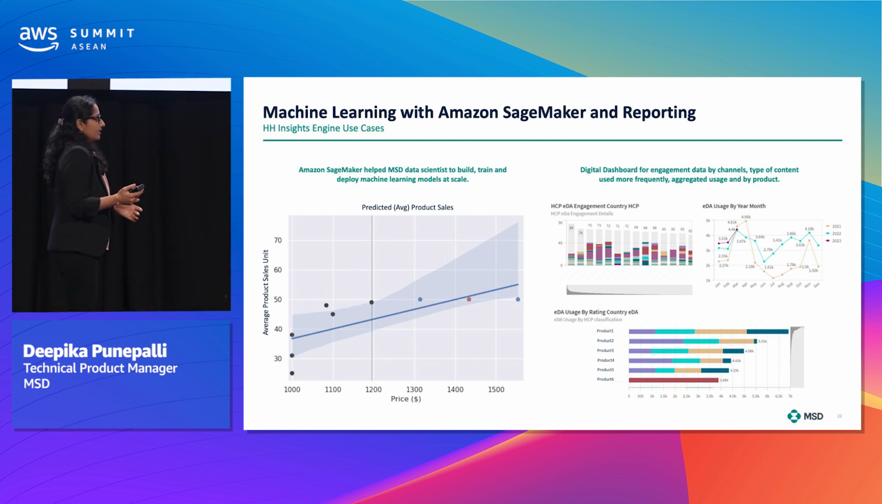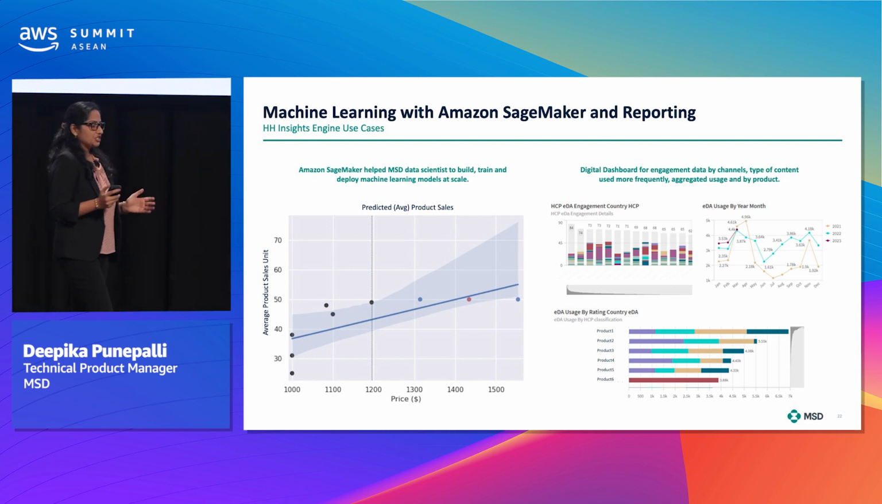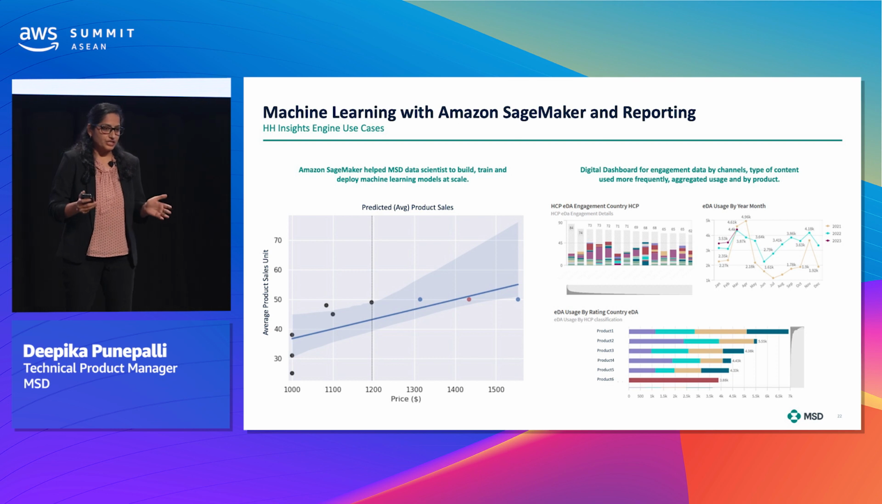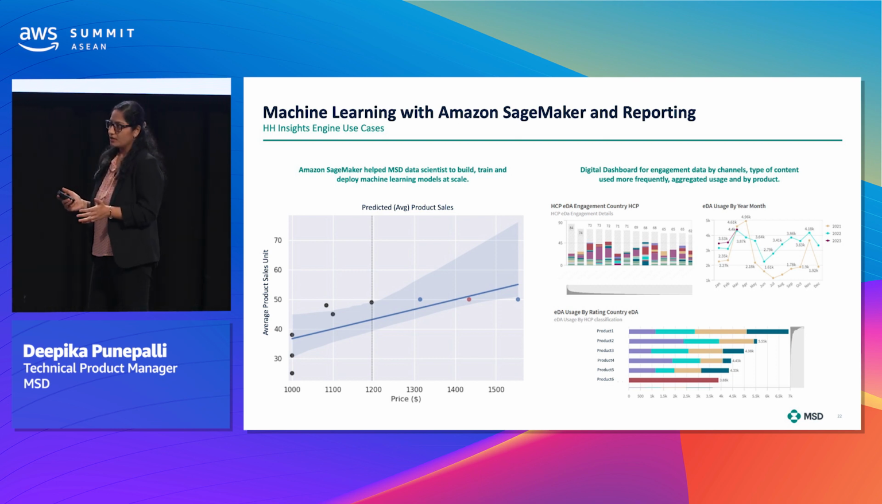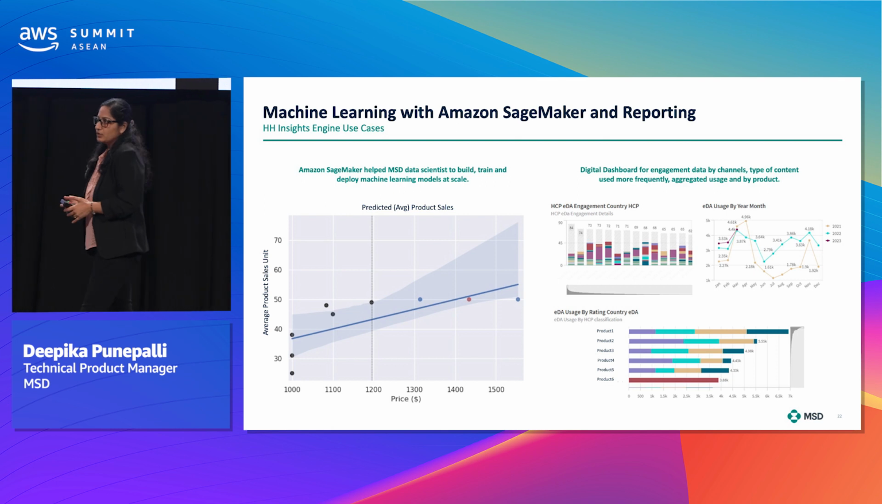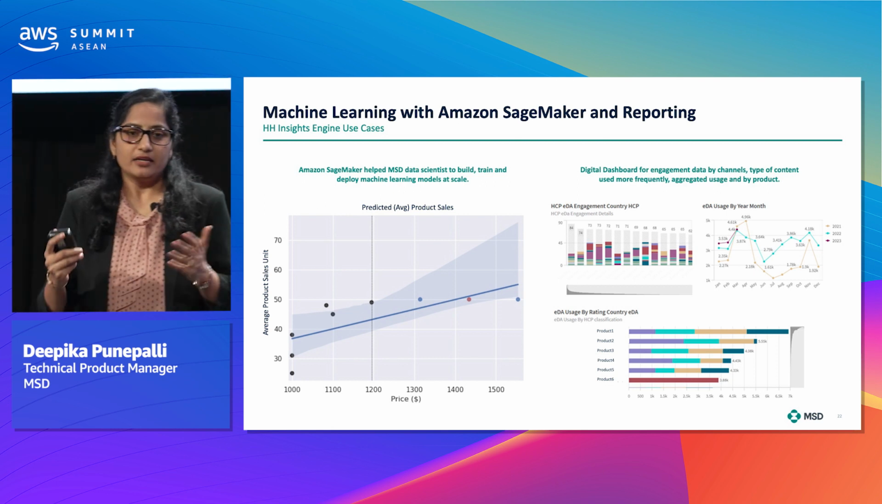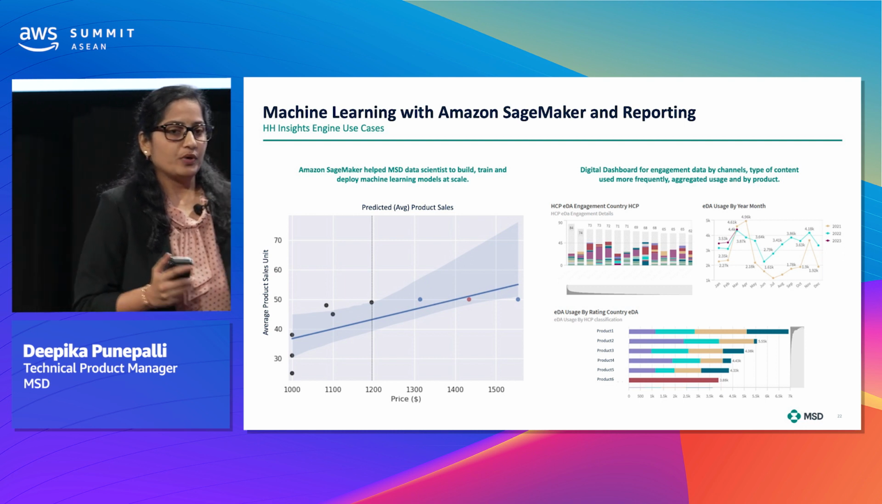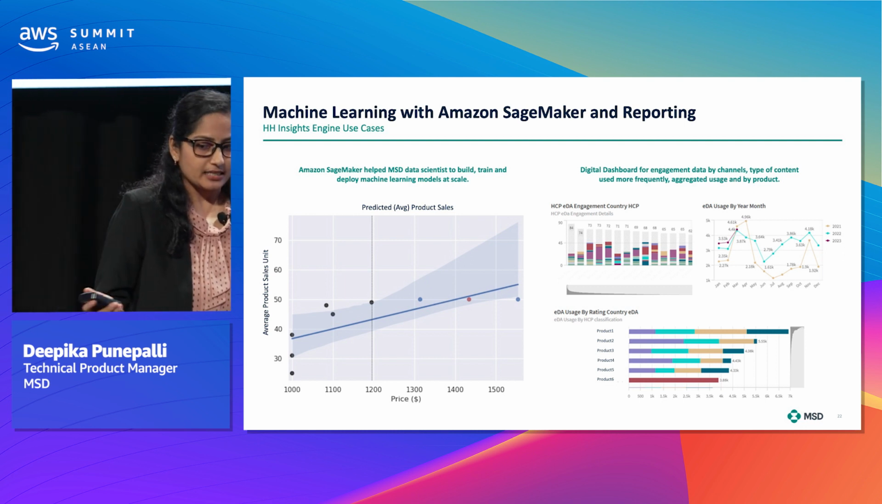And on the right side, we have an engagement dashboard that showcased the HCP digital engagement via different channels, the type of content more frequently used, and the yearly aggregated data by product. All of these insights allowed the market to provide the best personalized customer experience and increase the digital engagement with the right content at the right time.